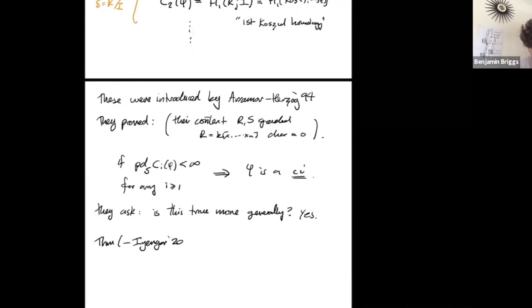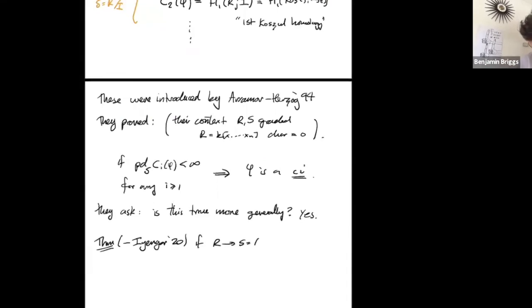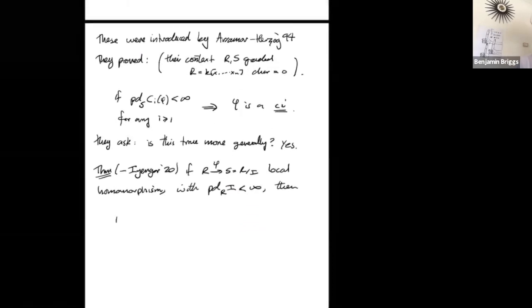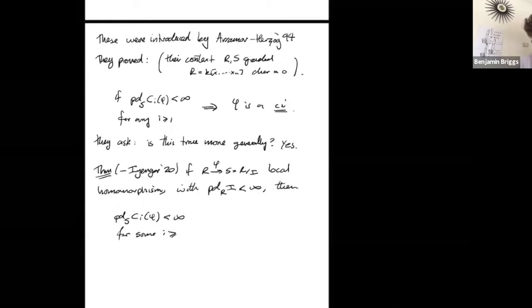So we have a preprint on this, which says, I'll write it out in full. So if our phi is a local homomorphism, for this one, local is not very important. But this condition is very important, that the projective dimension of the ideal is finite. Then, same as above, if the projective dimension of any of these is finite for some I at least 1, then you get phi as a complete intersection. And actually both of these are reversible. If you have a complete intersection map, then every single one of these will have finite projective dimension.